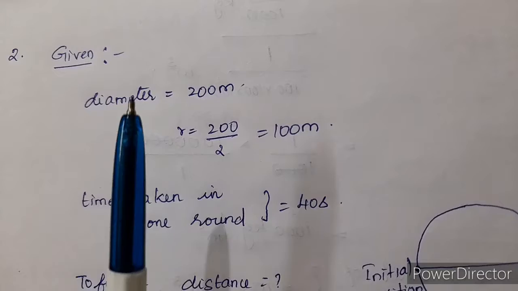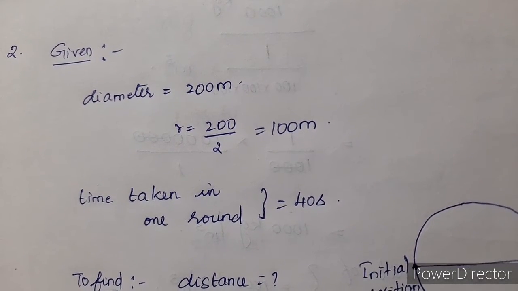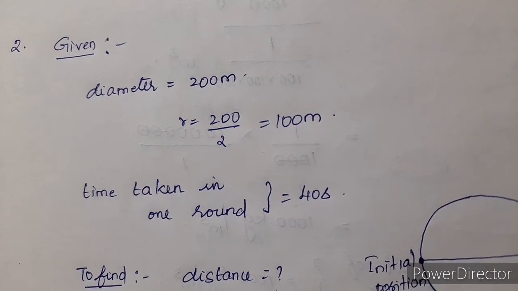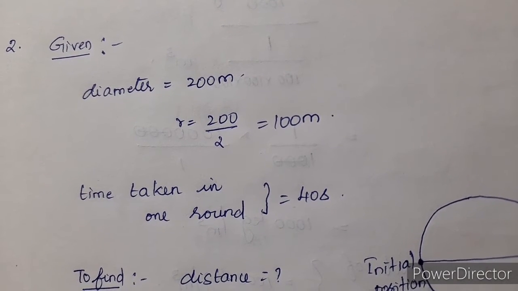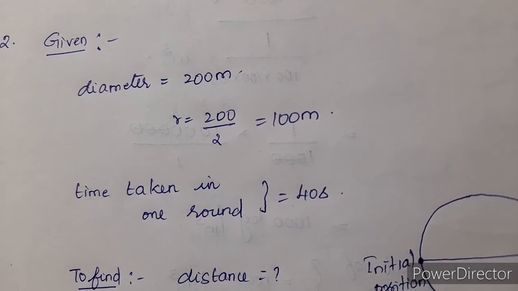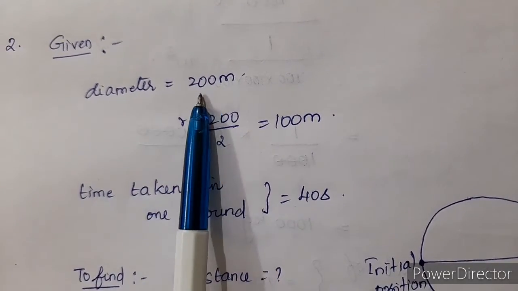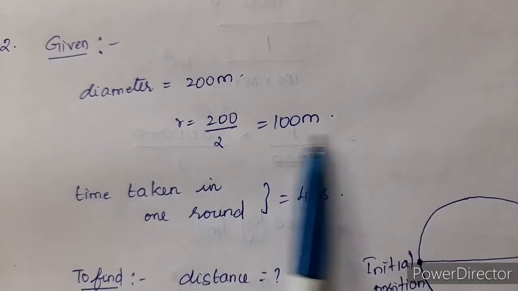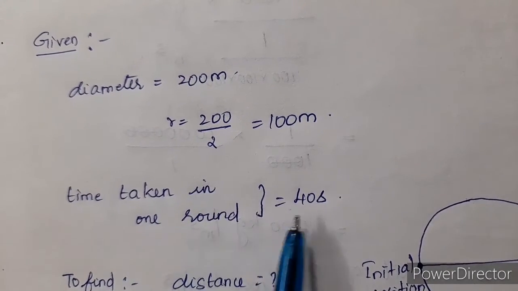Now let's move to the second question. Now what is the question? An athlete completes one round of a circular track of diameter 200 meter in 40 seconds. Now what will be the distance covered and displacement at the end of 2 minutes and 20 seconds? Now what is given? The diameter of the circular track is given as 200 meters. Now what will be the radius then? Radius is equal to 200 divided by 2, that is 100 meters. Now the time taken for one round is 40 seconds.